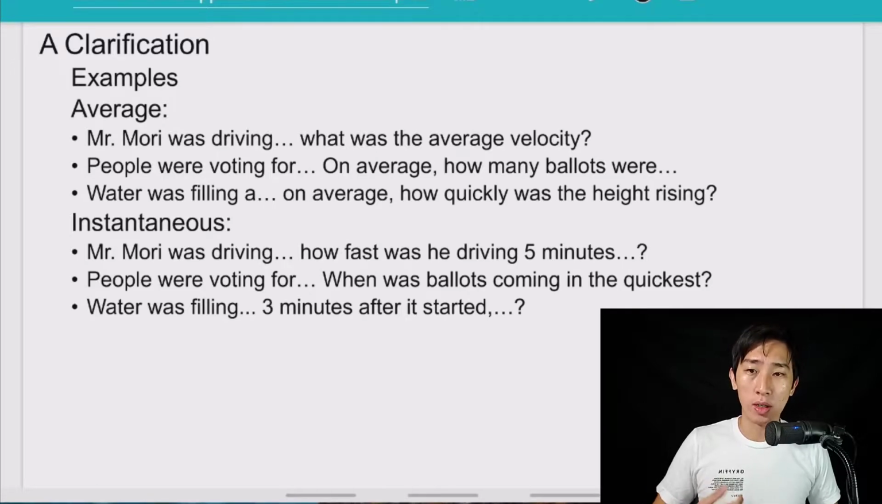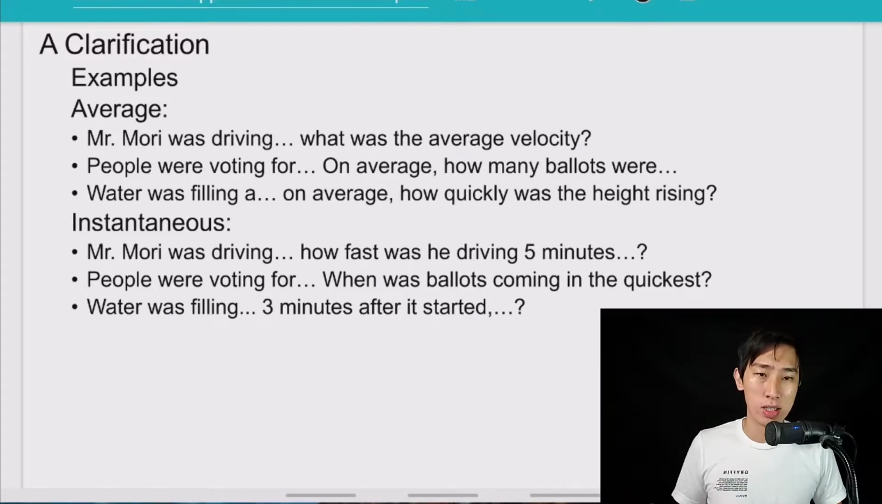People were voting, and so on. When were the ballots coming in the quickest? That would be something like, what was the biggest rate of change? And you have to find maximums and minimums. But again, the word average isn't there.